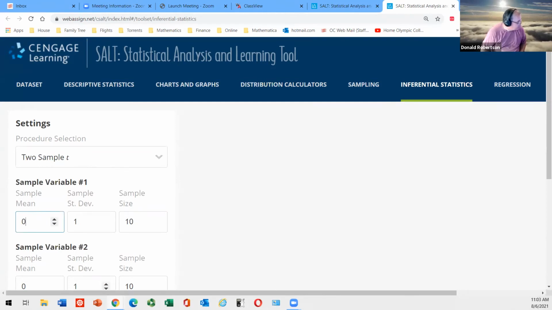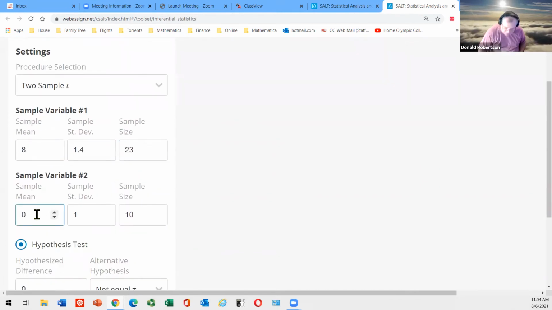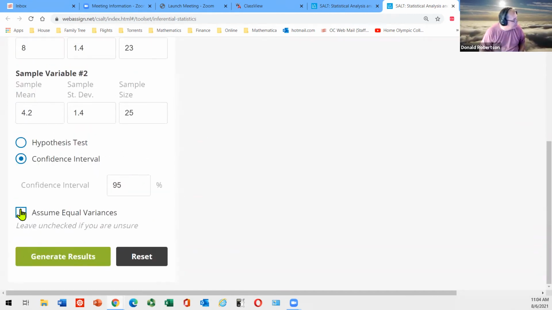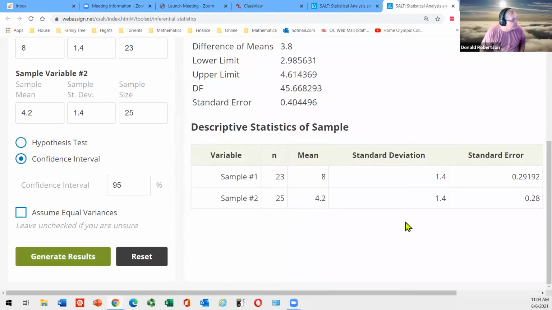Now, the first group are the placebo group. So that's going to be an 8 for the average number of days, a 1.4 for the standard deviation, and the sample size here is 23. And for the people who took zinc, it was 4.2 days to get better. It was 1.4, and it was 25. And we do a confidence interval. And down here, we do a 90, oh, it is 95%. So I should be able to generate all the numbers that we want.